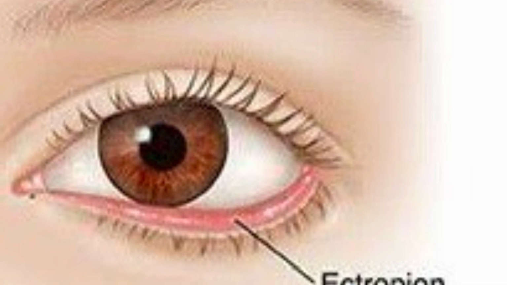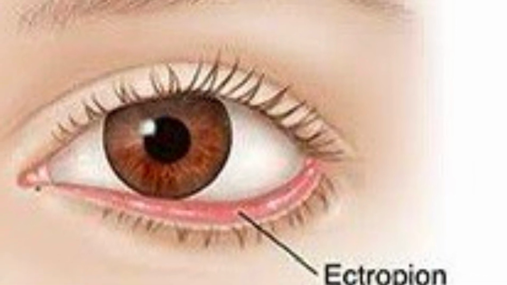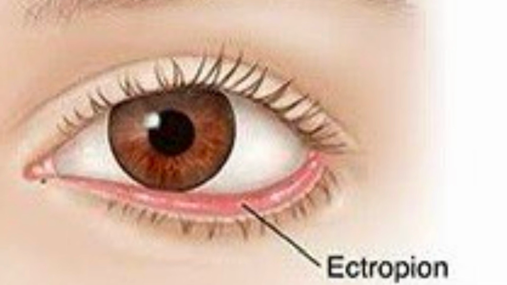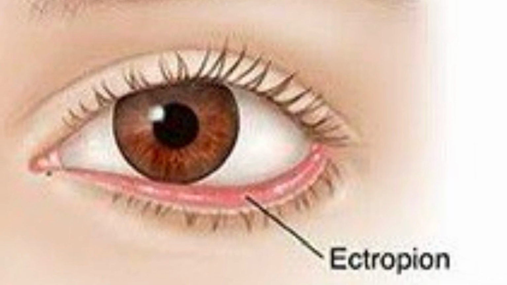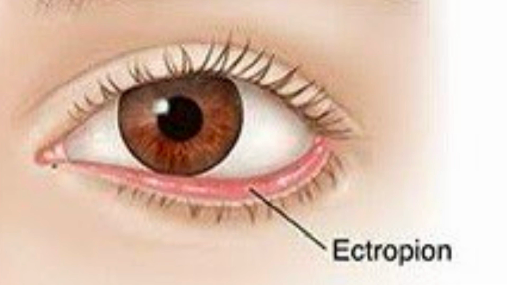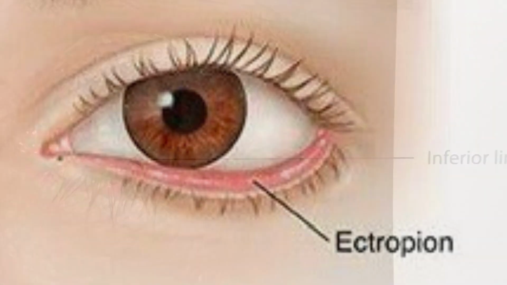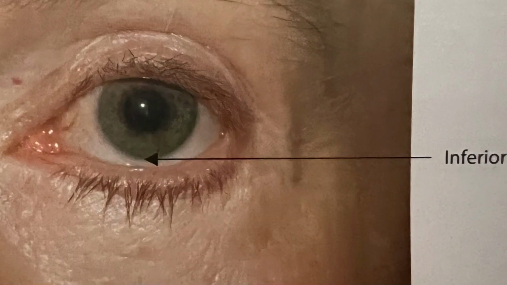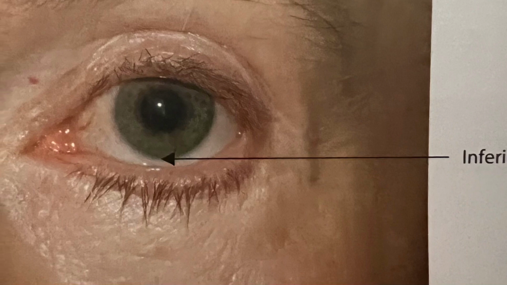Isolated shortening of the anterior lamella of the lower eyelid results in ectropion. Shortening of the middle lamella results in eyelid retraction with scleral show, and of the posterior lamella results in entropion.